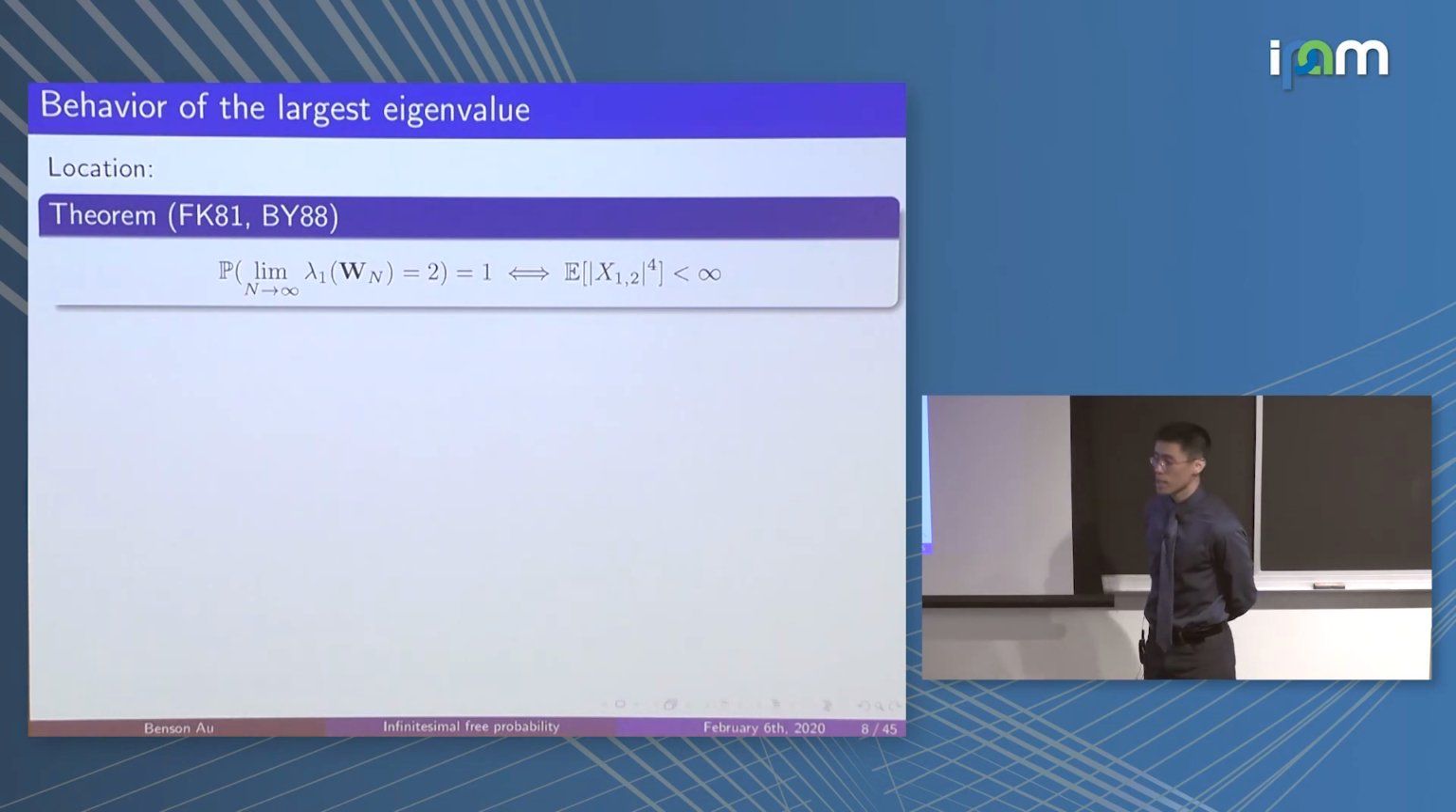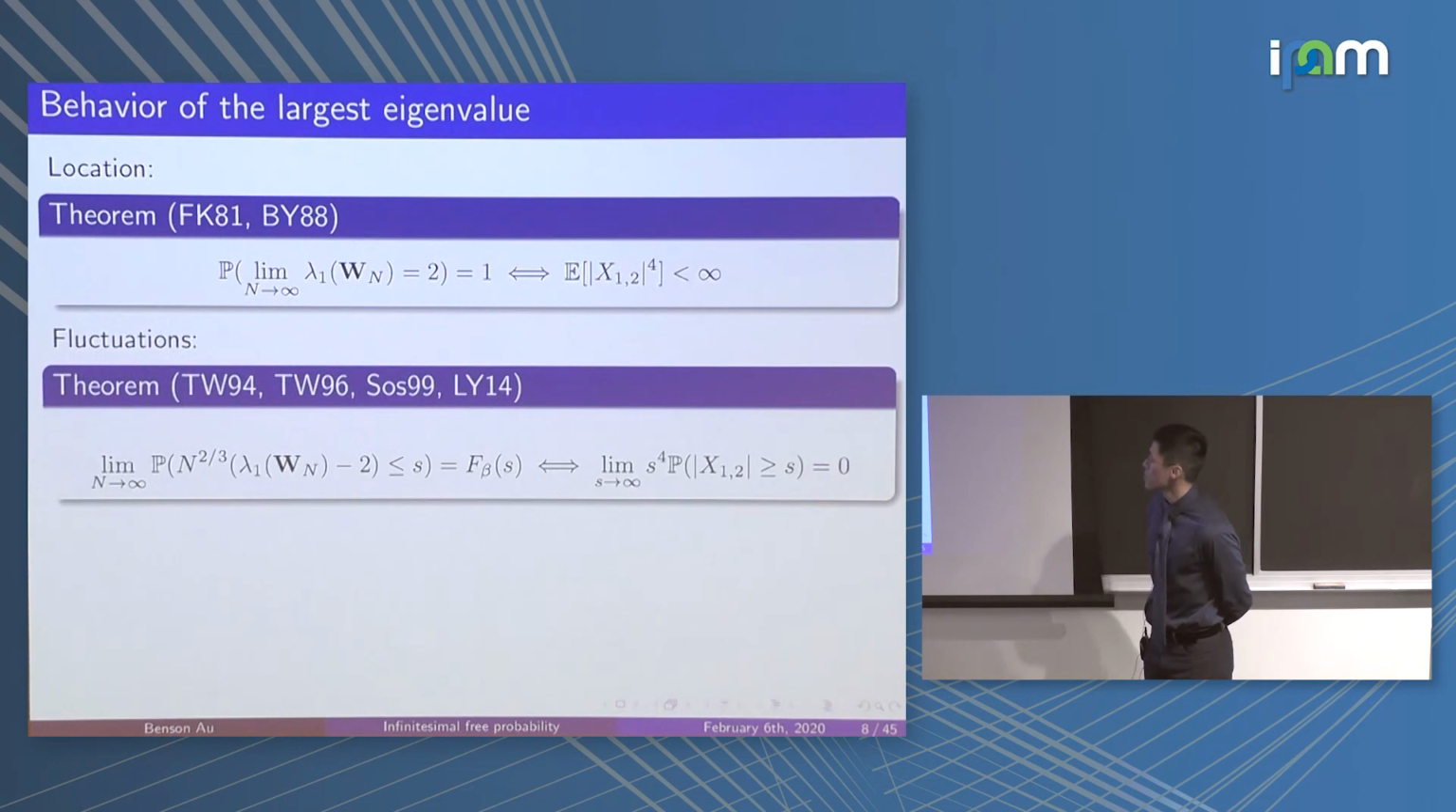Now that you have this location result, you can ask about the fluctuations of your largest eigenvalue. So what's happening around the limit? So this is much later. This is a seminal result of Tracy and Widom for the GUE. They proved it later for the GOE and the symplectic ensembles.